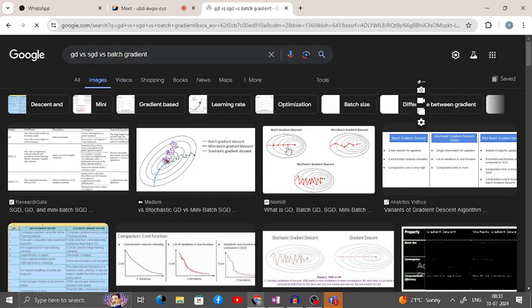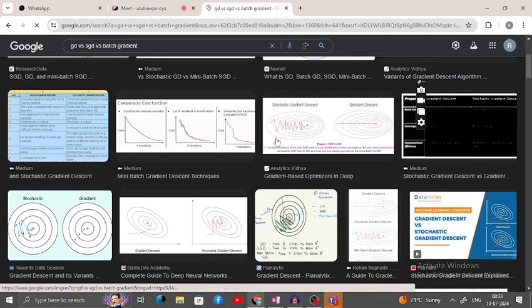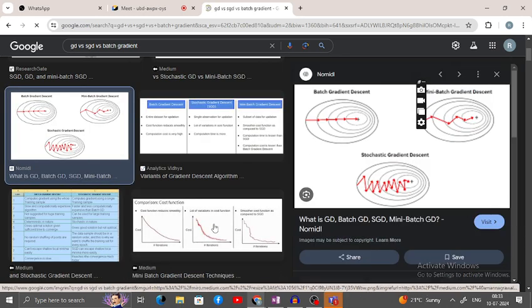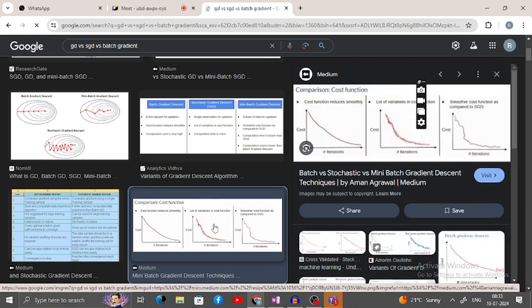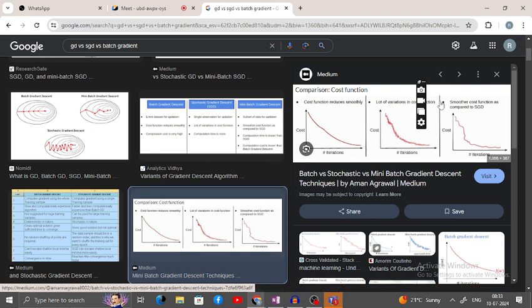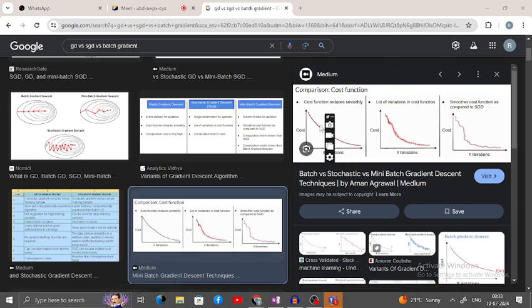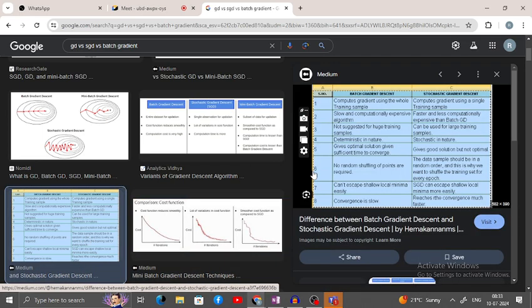Batch gradient descent, directly it is coming. Stochastic gradient descent, single point, gradient descent, it comes. Stochastic has variance, I told you there is variance in coming to the minimum. So look at this. Smoother cost function as compared to SGD. Stochastic versus batch, a lot of difference is there.